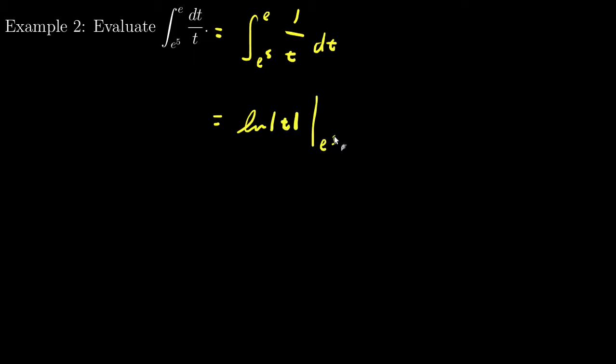Second example. Now, I don't usually write my integrals like this, but it's worth knowing that they can be. So this is the integral from e to the 5th to e of dt over t, which is the same thing as the integral from e to the 5th to e of 1 over t dt. This is the way I usually write them and think of them, but it can show up this way, so don't be thrown off by that. We just talked about the antiderivative of 1 over t is the natural log of the absolute value of t. I had to evaluate this from e to the 5th to e.